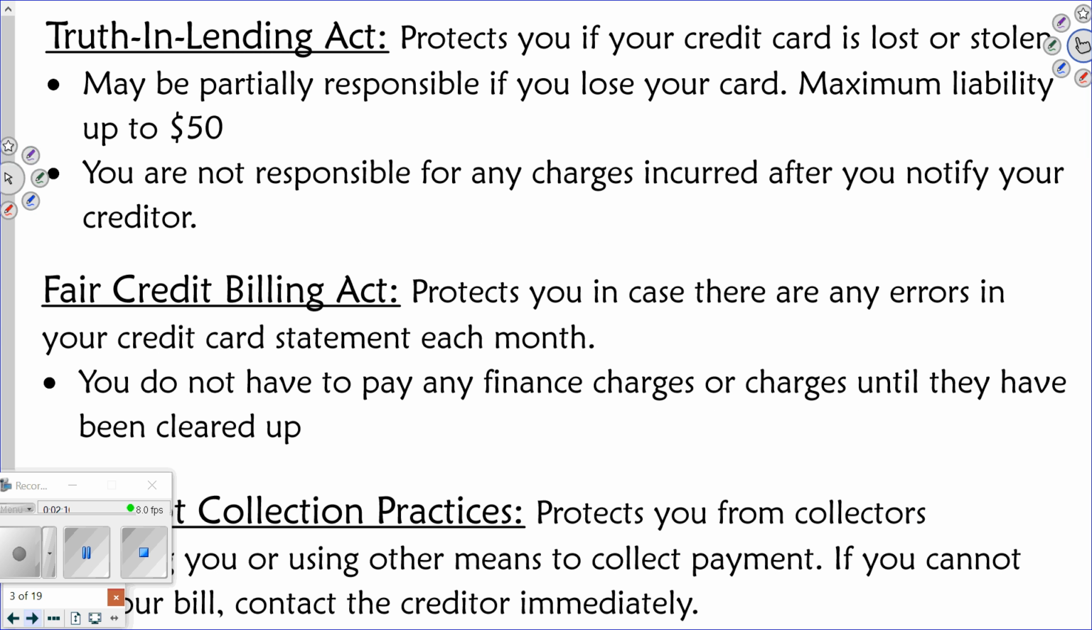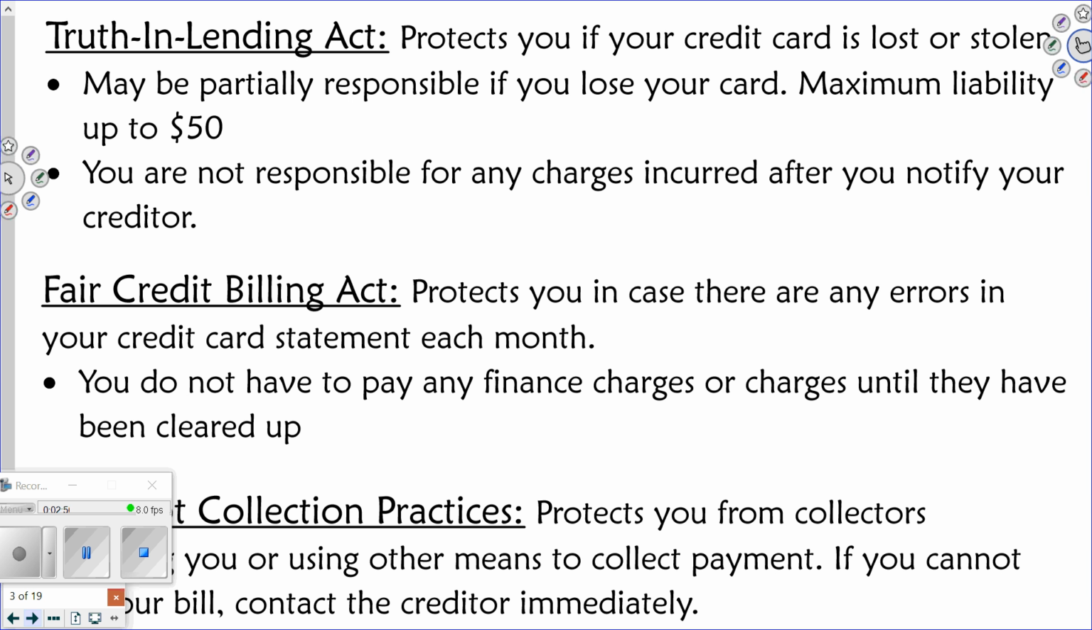All right, and then some legal stuff for you guys. The Truth in Lending Act protects you if your credit card is lost or stolen. If you lose your credit card, or your debit card for that matter, the Truth in Lending Act says that you may be partially responsible, but the maximum that you'd have to pay is $50. So if people charge on it, the max you'd ever pay is $50. But you are not responsible for any charges incurred after you notify the bank, the creditor. So if you lose your credit card, let them know immediately, because then you're not responsible for anything that happens to it, since you've let them know it's lost and someone else has it.